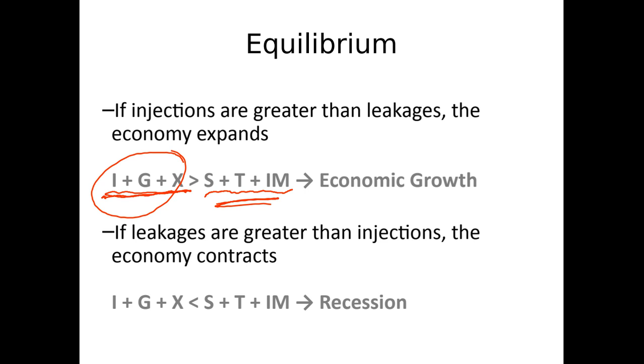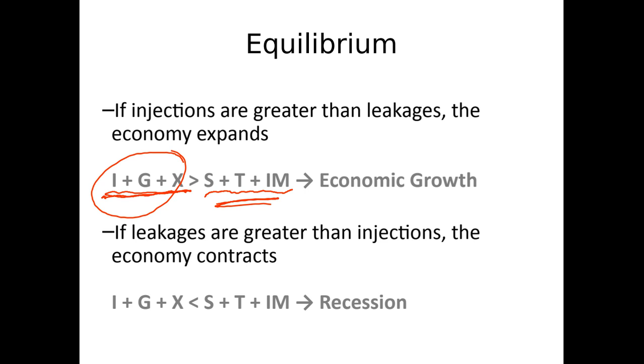The other possibility is if leakages are greater than injections, then the economy contracts. That is when we have a recession. In a recession, producers are not producing goods and services because no one is buying them. We have lower injections compared to leakages. When they're not going to produce, they're not going to hire workers from the household sector. The household sector will not be able to earn income. When you are not earning income, you are not going to spend. So there is a chain effect.